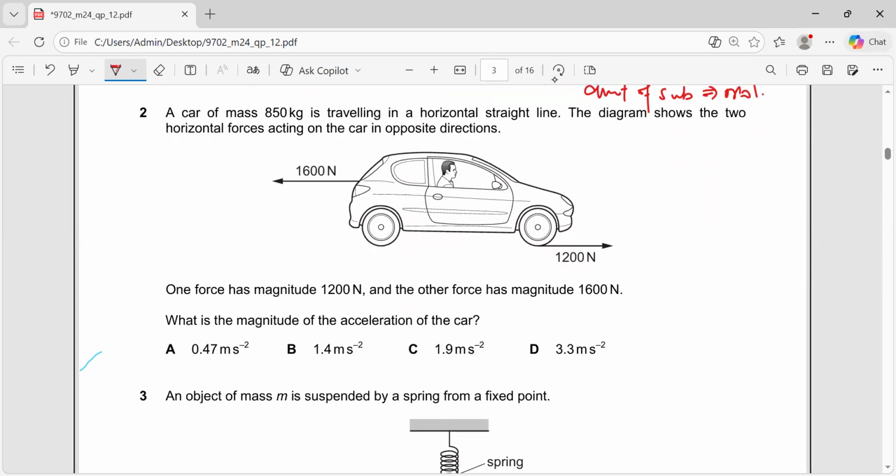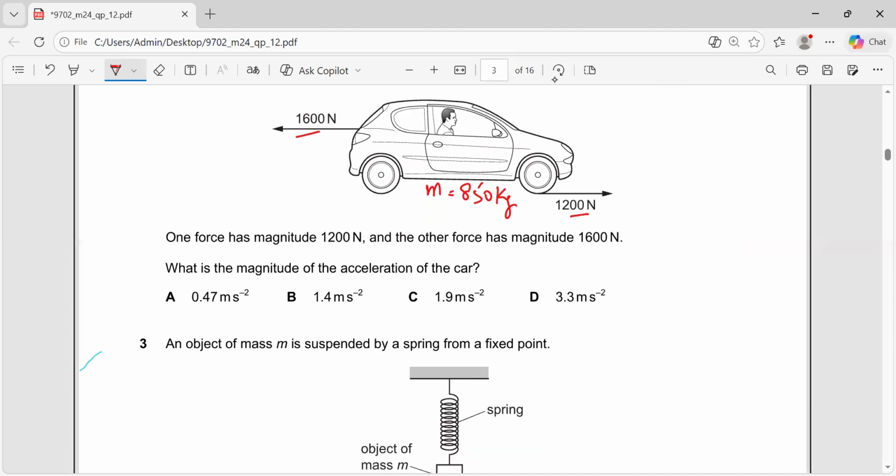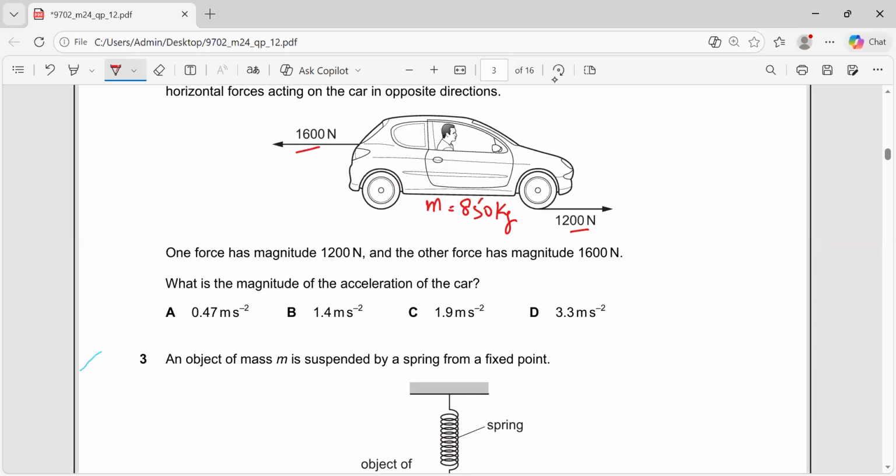Question number two: there is a car of mass 850 kg. It is traveling forward with a forward force of 1200 Newton, and the diagram shows the two horizontal forces. One of the forces is 1600 N in the backward direction. The question asks: what is the magnitude of the acceleration? You have to find out the acceleration.